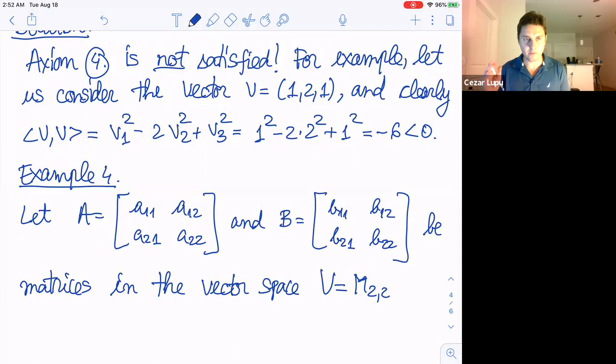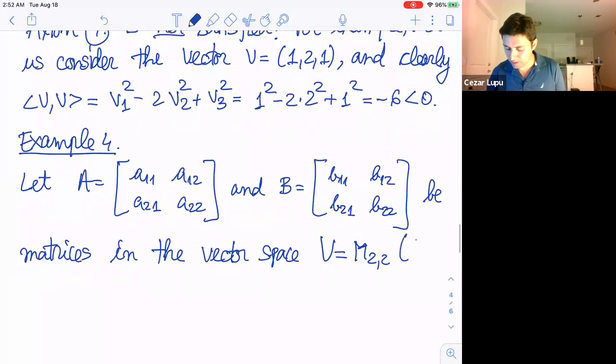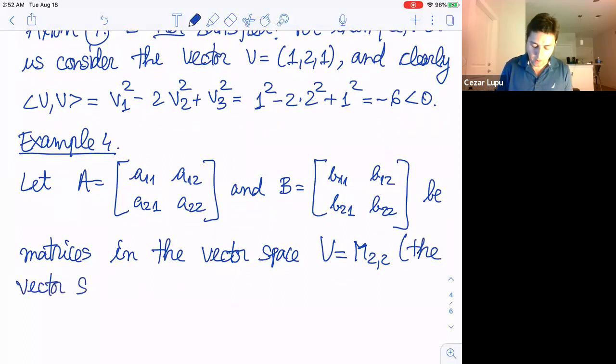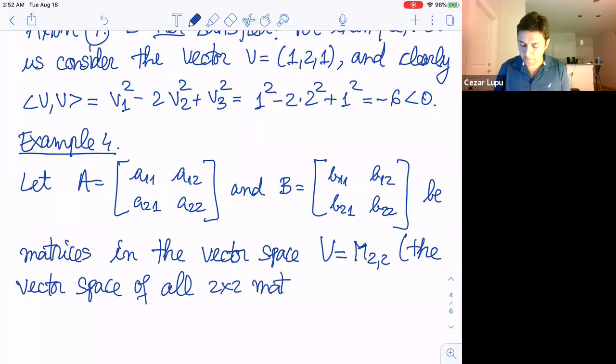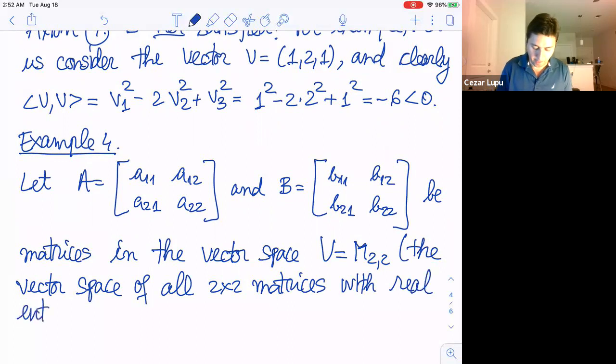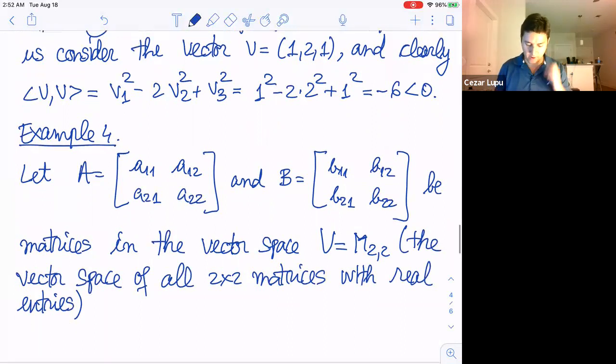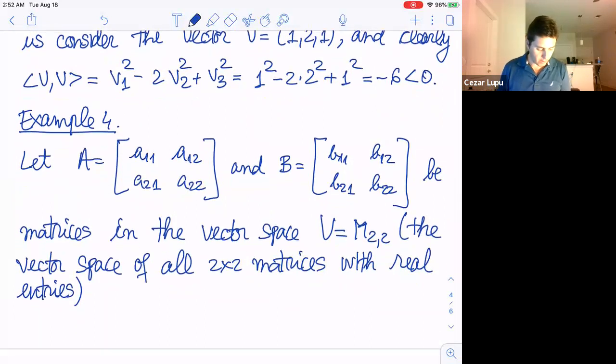I'm going to call V the vector space of all 2 by 2 matrices, right? We have seen this previously in previous chapters. Let me write again: the vector space of all 2 by 2 matrices with real entries. And we'll define the following inner product.